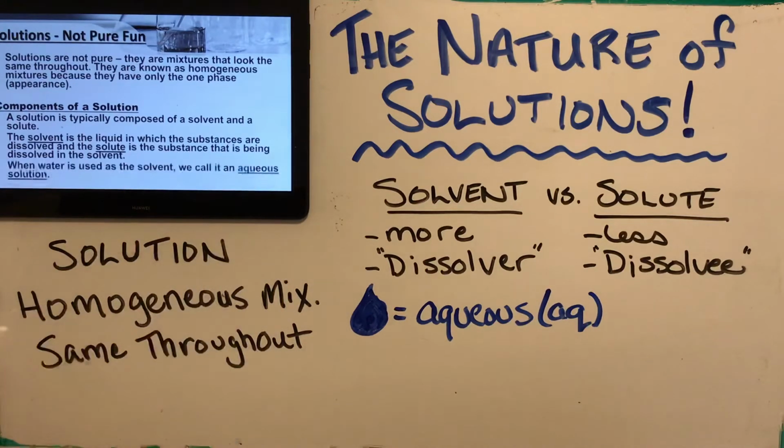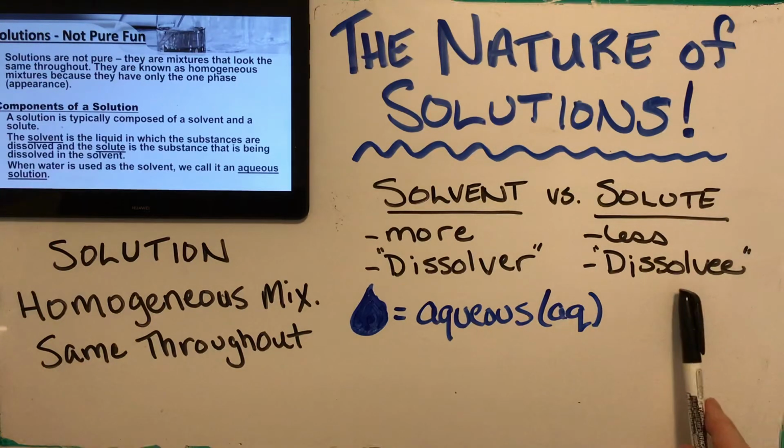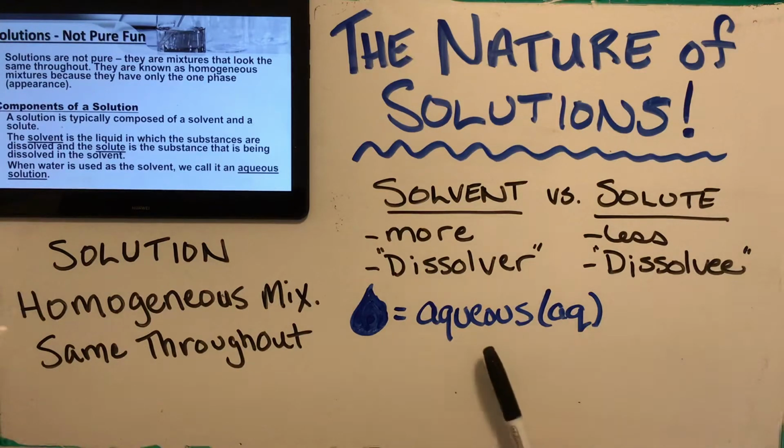The solute, on the other hand, is the thing that there tends to be less of, right? The solute gets dissolved by the solvent, right? So if one's the dissolver, we have the dissolvee. It's the thing that gets dissolved, the solute is. If the solvent is water, then we call that solution an aqueous solution. And we talked about this AQ when we did the solubility rules. And they'll be put back into play in this unit as well. All right?